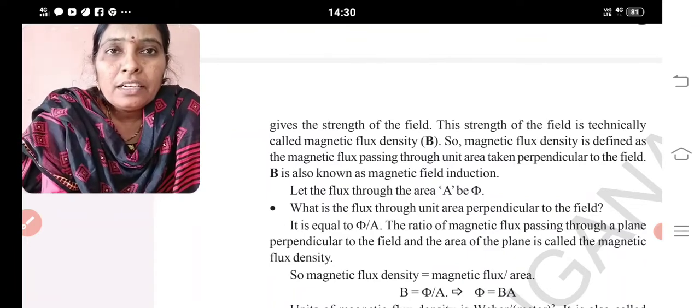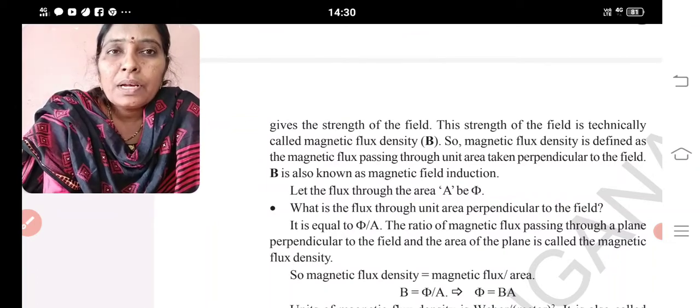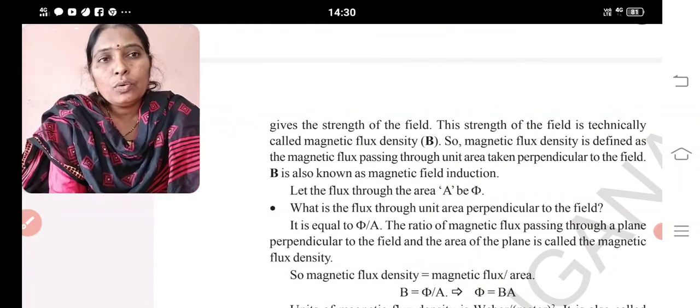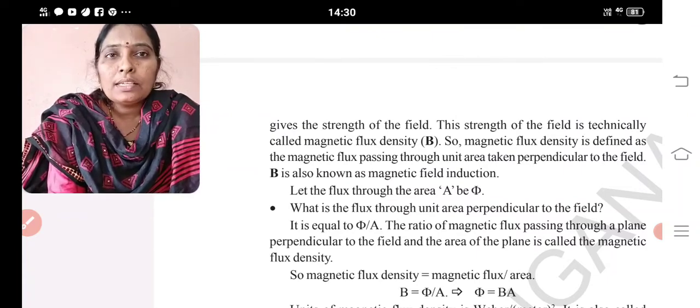Phi is magnetic flux. What is magnetic flux? The number of magnetic lines passing through an area. And the number of lines passing through unit area perpendicular to the field is known as magnetic flux density.